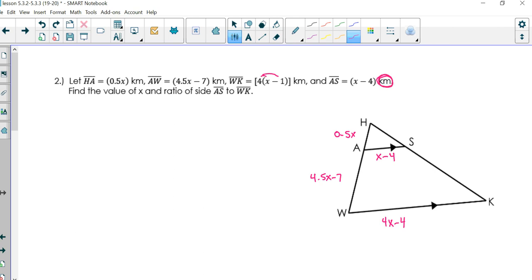I want to find the value of x and the ratio of side AS to WK. So let's start with finding the value of x. To find the value of x, I need to set up a proportion. The most commonly missed way to set up this proportion I'm going to show you is to say something like 0.5x over x minus 4, which equals 4.5x minus 7 over 4x minus 4. So since we're not in class to talk about this, I would write this down and then just draw a line through it and say not possible.